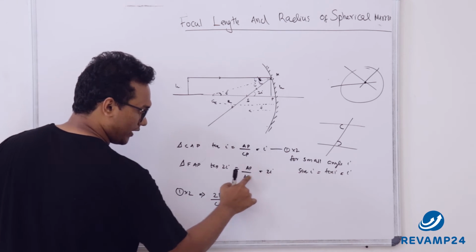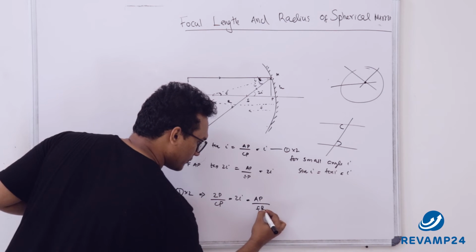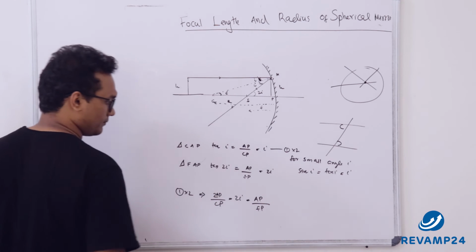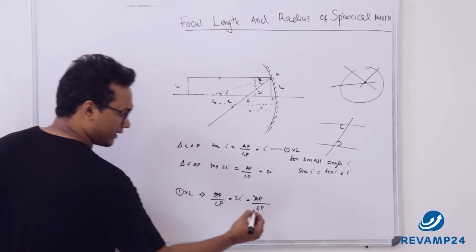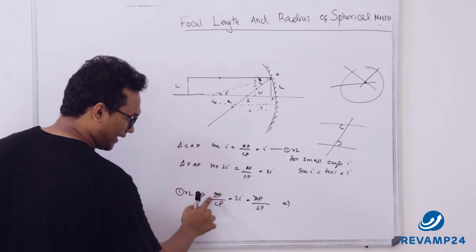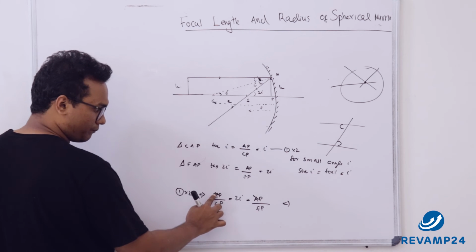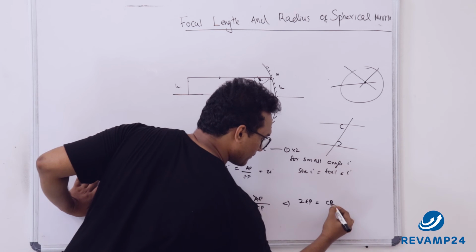Now for 2I I have one more equation. What is that? AP divided by FP. So this is 2AP, right? Now 2AP and 2AP would cancel, so this implies that, cross multiplying, 2FP is equal to CP. 2FP is equal to CP.